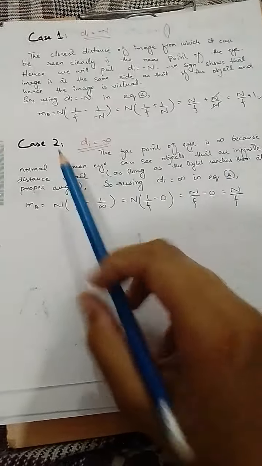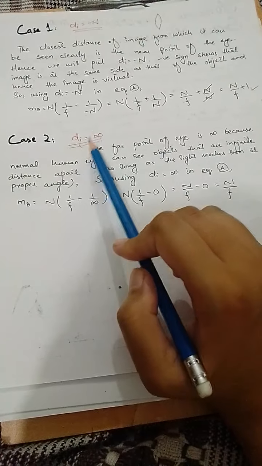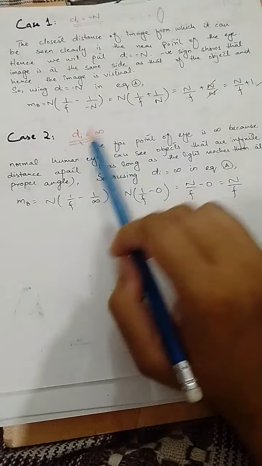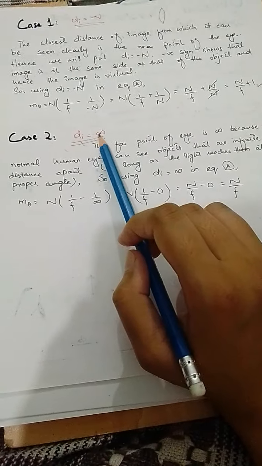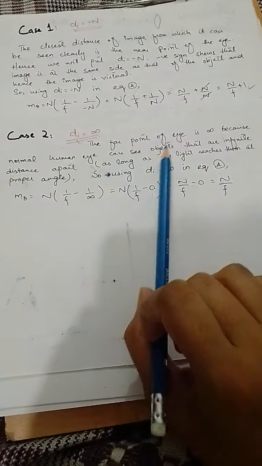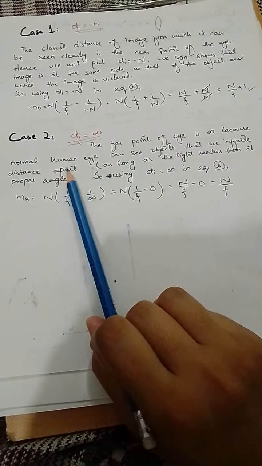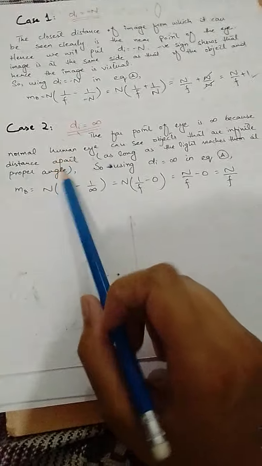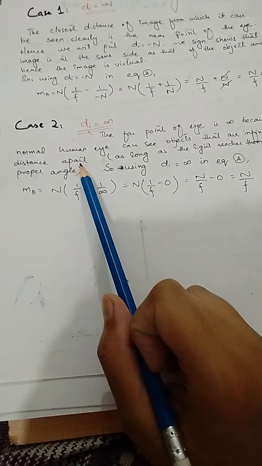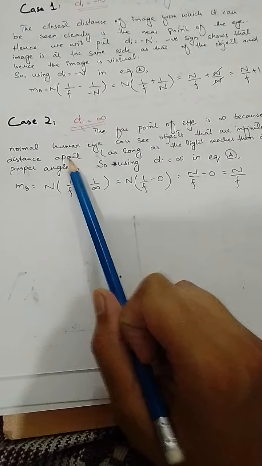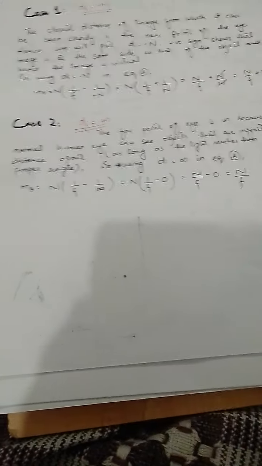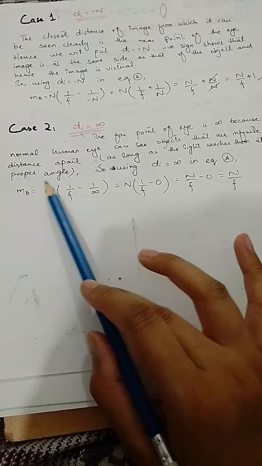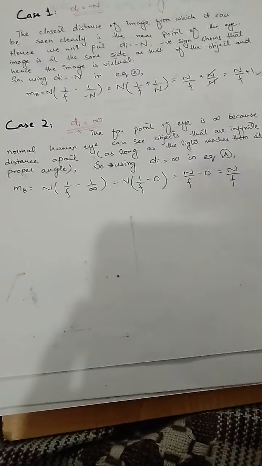Case number 2, when the image is made at a distance of infinity, right? Distance of image at infinity. The far point of the eye is infinity because a normal human eye can see objects that are at infinite distance, of course. We can see things which are infinitely far apart, like the stars, the sun, and many more terrestrial objects, as long as the light reaches us at the proper angle, of course.